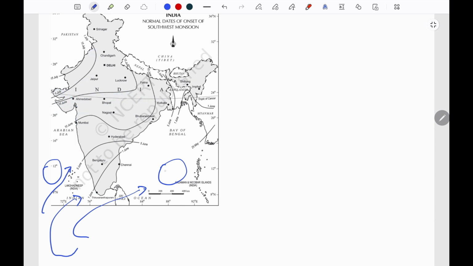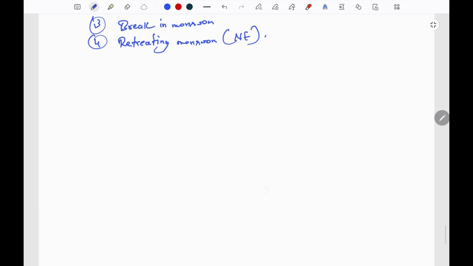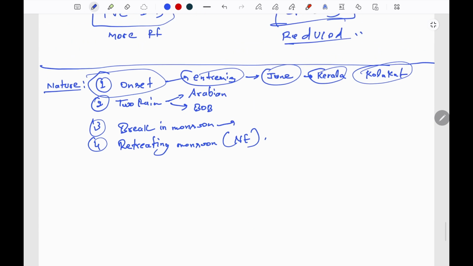And the other branch is the Bay of Bengal branch. It blows parallel to the Tamil Nadu coast, so Tamil Nadu gets very minimal rainfall from the southwest monsoon, and it enters India through Kolkata, from the West Bengal region. Thereafter it reaches Bihar, UP, Punjab, Haryana and Uttarakhand and gives rainfall to these regions. These are the two branches of the Indian monsoon. Now the next thing is break in the monsoon. After the onset of the monsoon, the rainfall will continue for one or two weeks.